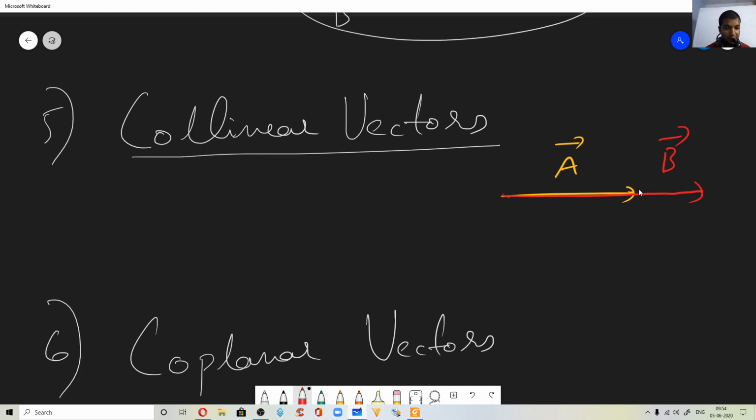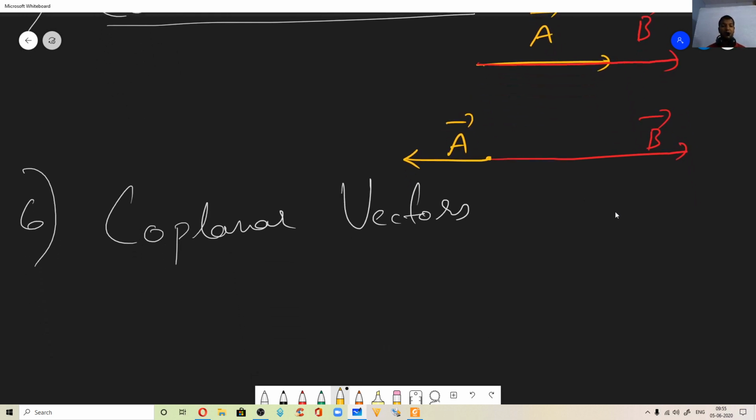Now these are collinear vectors. There can be one more possibility where vector B can be this way and vector A can be this way. So this is one more possibility. You just have to see if both of them are on the same line or not, that's all. So this is about collinear vectors.